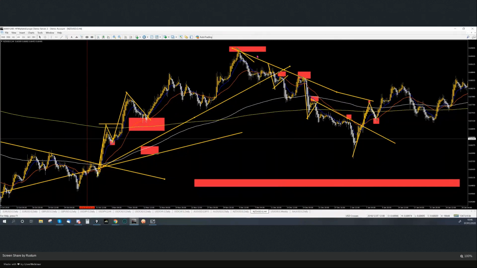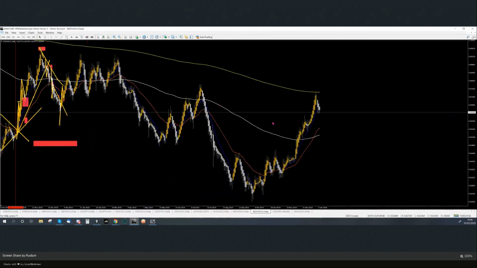I'm always looking for the break on the daily and the first break, pullback on the 4 hourly. So always looking at the daily for this stuff.